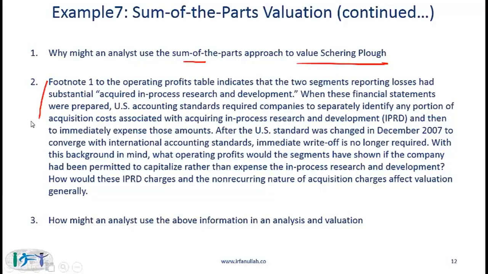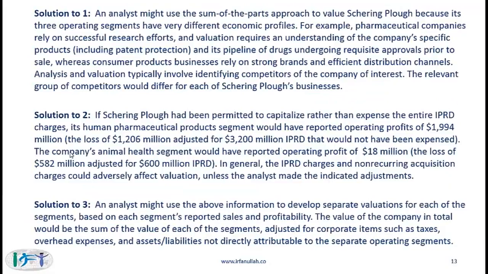The other part two, I would want you to read, and then the solution is on the next page, which I will show you briefly. So this is not very difficult. Again, it is being emphasized why sum of the parts approach makes sense. That's indicated over here. In solution to 2, we are talking about the 3.2 million in-process R&D expense. And the main point being made is that as an analyst, you should pull out this expense because it is not something that will recur.